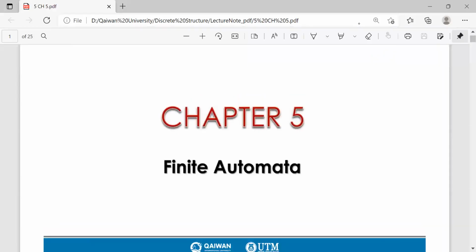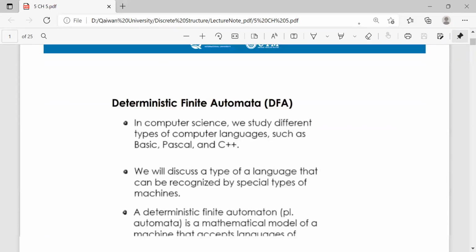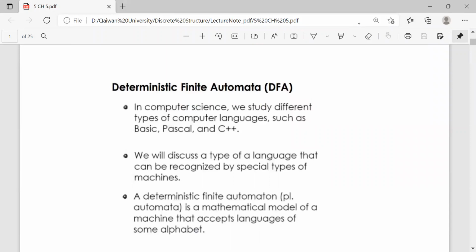In the previous lecture, we finished chapter 4, and now we have chapter 5, which is the last chapter, and it's about finite automata. Here, we have some basic things. We say deterministic finite automata, which is denoted by DFA.